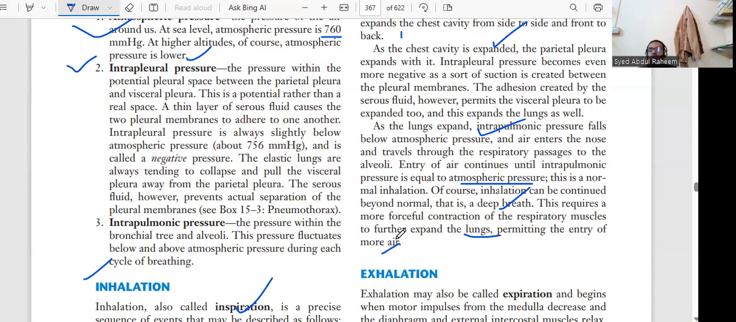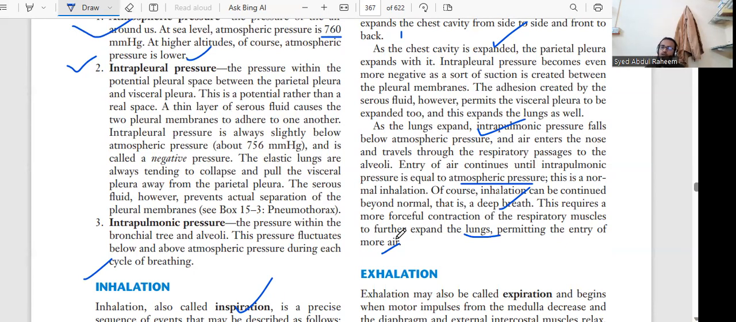So basically, that is how inhalation occurs. This is the first step. The second step is when our lungs are expanding. Muscles support the expansion of the lungs. It will be the intercostal muscles and the diaphragmatic muscles.